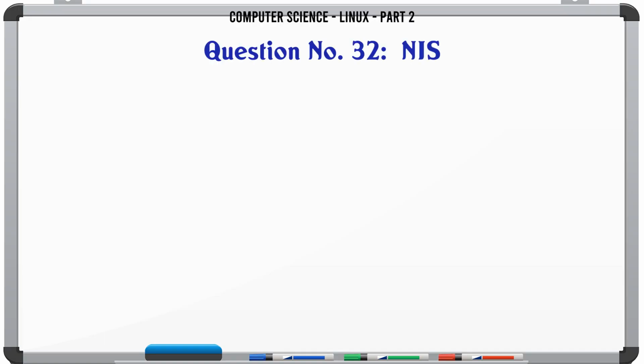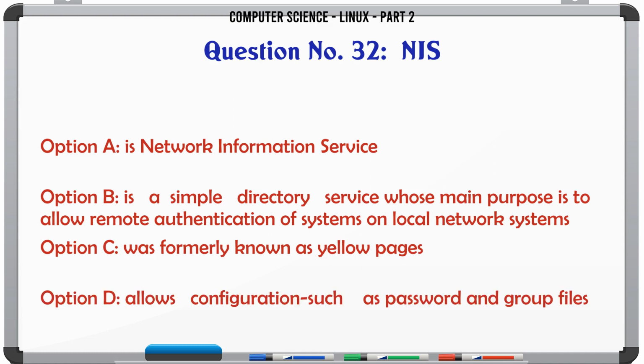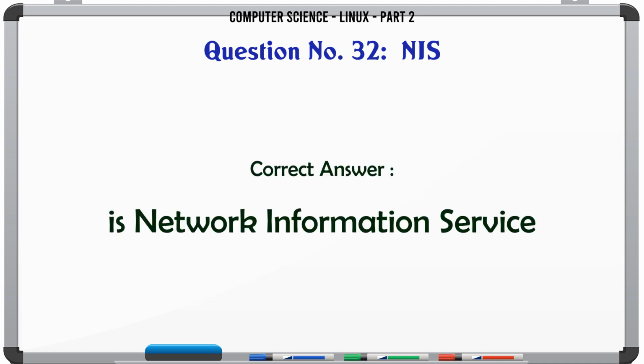NIS. A is Network Information Service, B is a simple directory service whose main purpose is to allow remote authentication of systems on local network systems. C was formerly known as Yellow Pages. D allows configuration such as password and group files. The correct answer is Network Information Service.